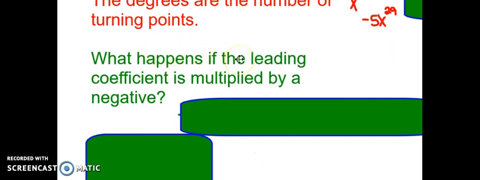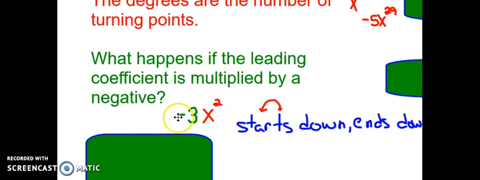So if we had x squared and we had negative 2x squared, what does the negative do to it? Flips it upside down, right? So if I had negative 3x squared, I start down, end down. If I had negative 4x to the 5th, normally an odd degree would make an N shape, which would start down, but the negative flips the whole thing over. It would start up and end down.